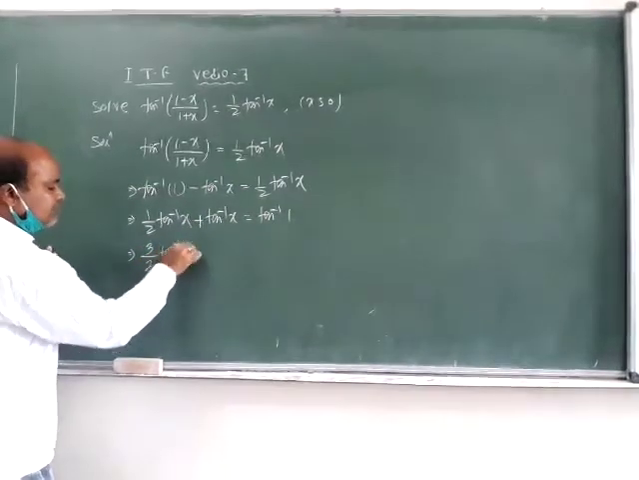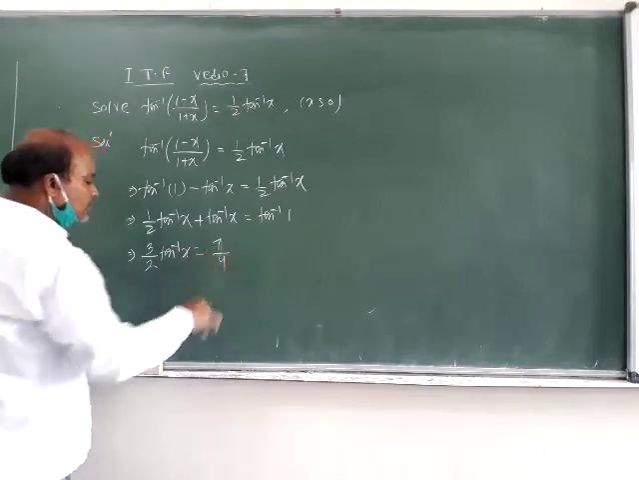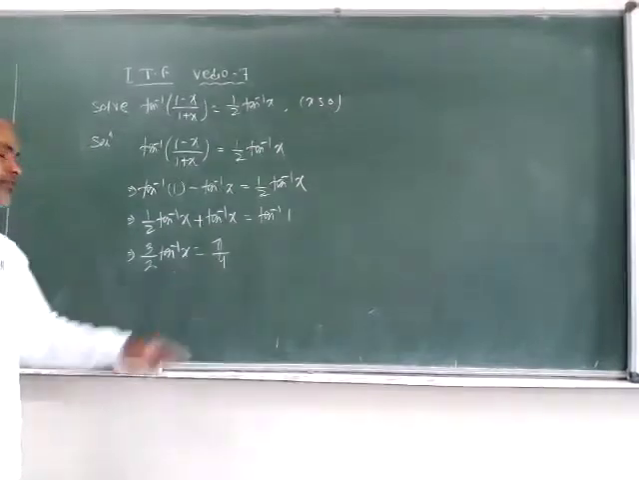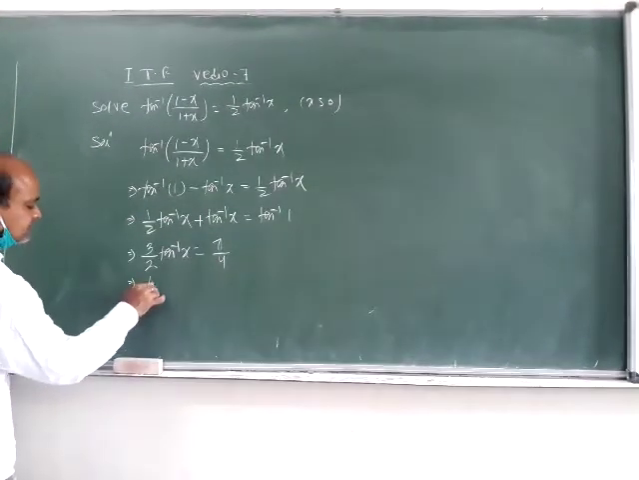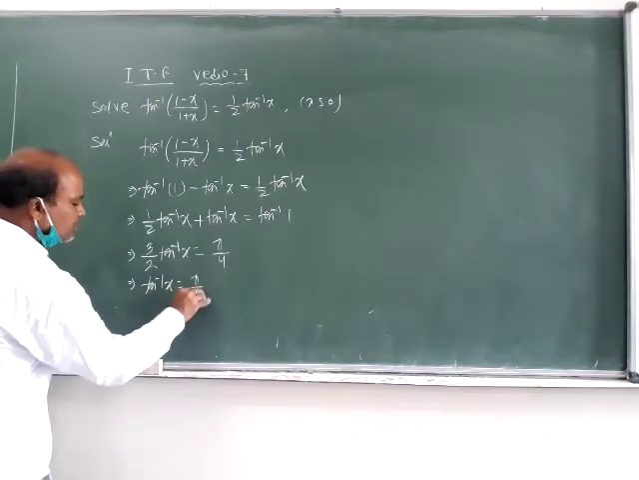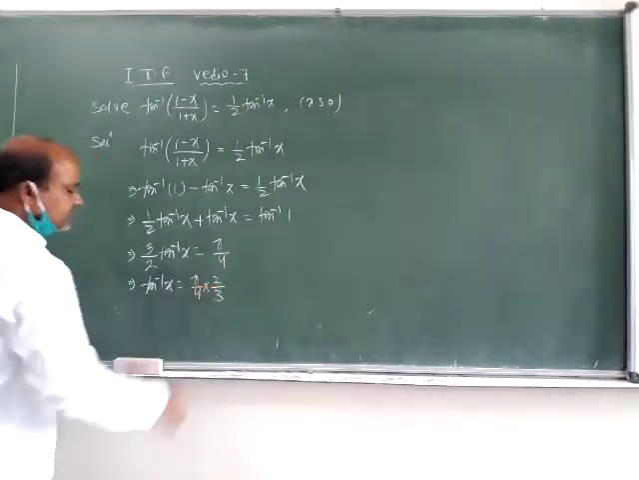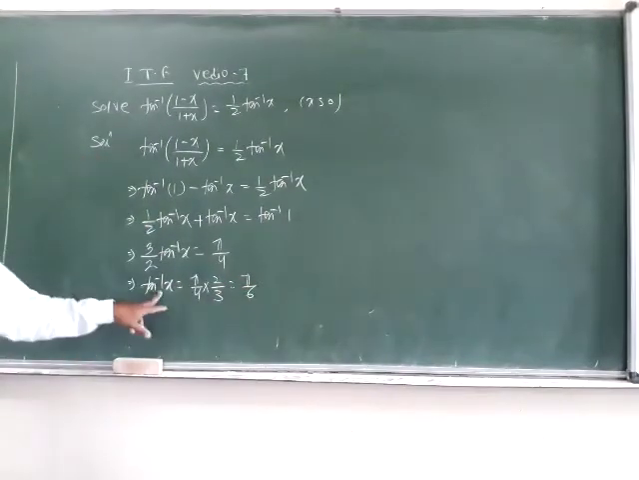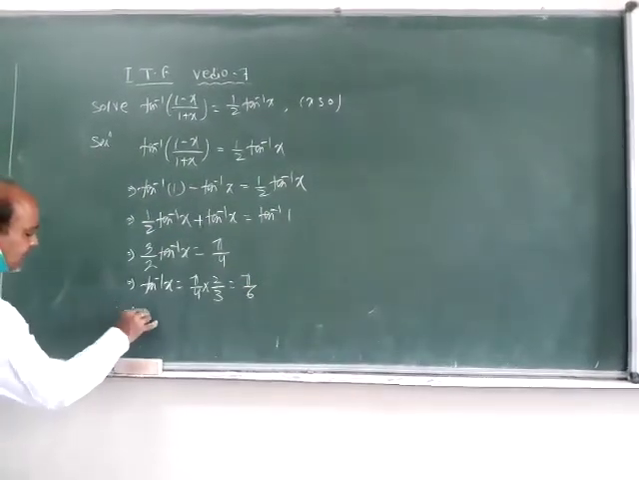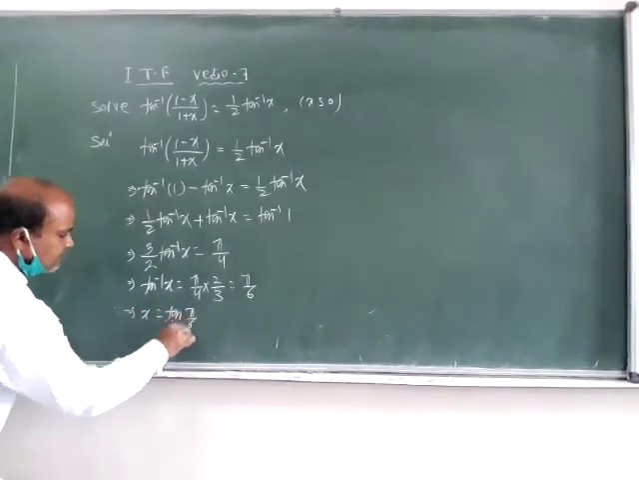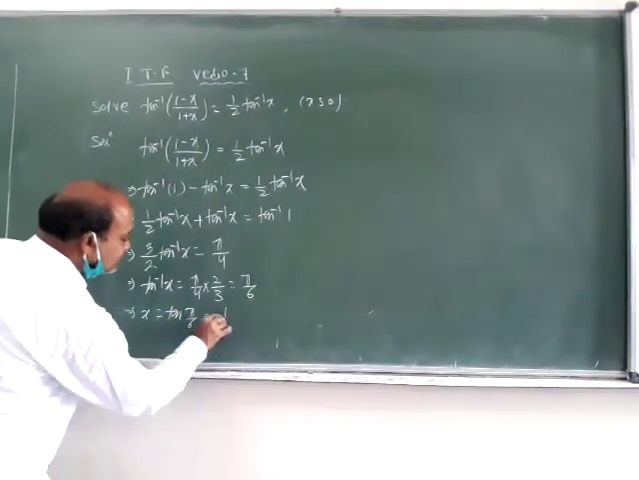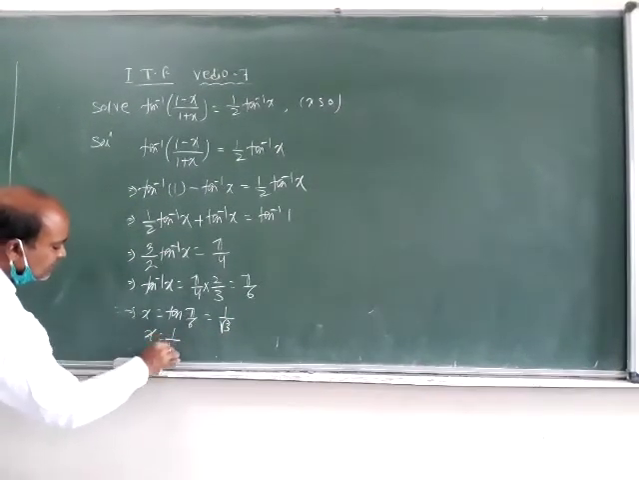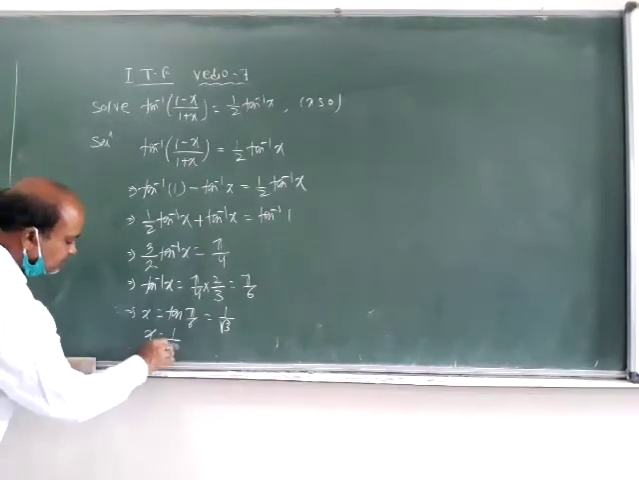So 1 by 2 plus 1 is how much? 3 by 2 tan inverse x is equal to pi by 4. Now multiply by 2 by 3. That implies tan inverse x is equal to pi by 4 into 2 by 3, which is pi by 6. So tan inverse x is equal to pi by 6, which implies x is equal to tan pi by 6. That is nothing but 1 by root 3. So x is equal to 1 by root 3.